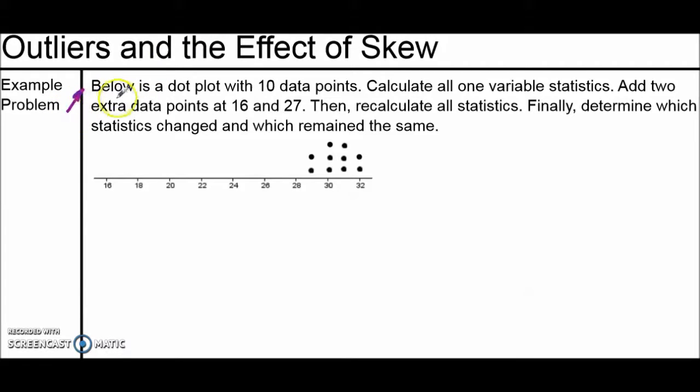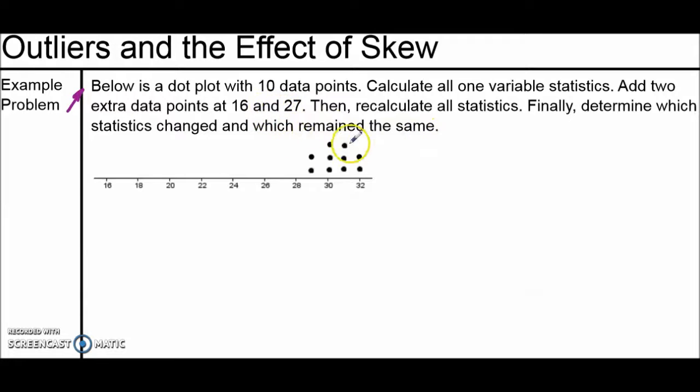So let's look at this. Below is a dot plot with 10 data points. Calculate all the one variable statistics. Add two extra data points as 16 and 27. Then recalculate all the statistics. Finally, determine which statistics change and which ones remain the same.